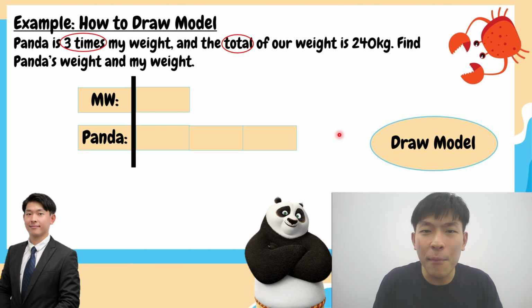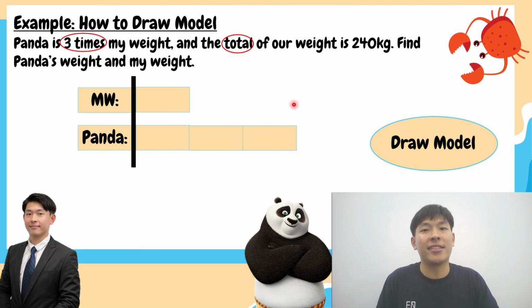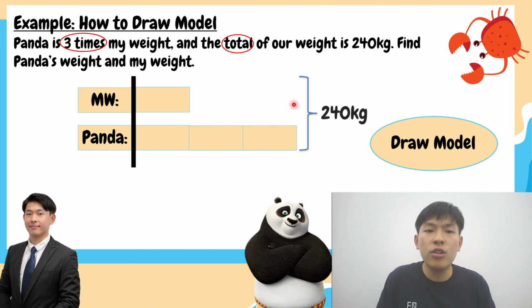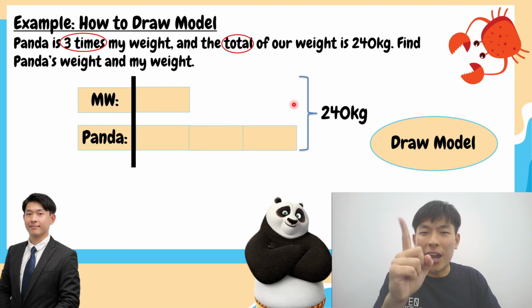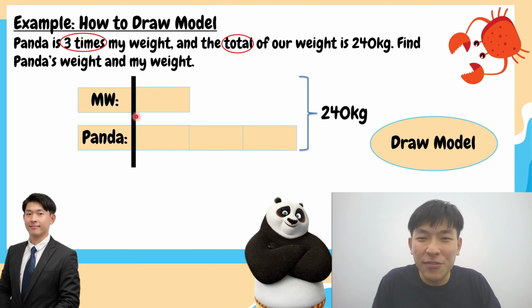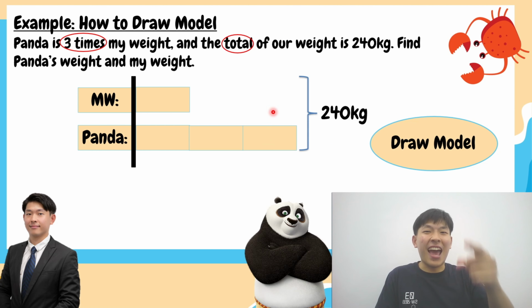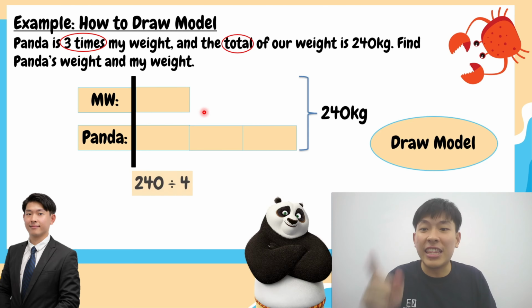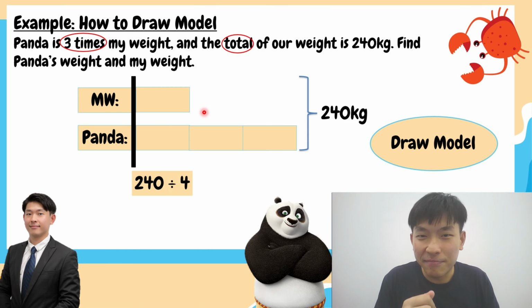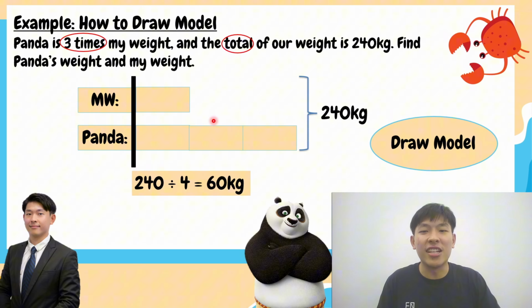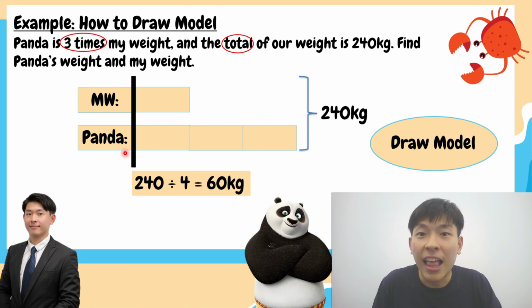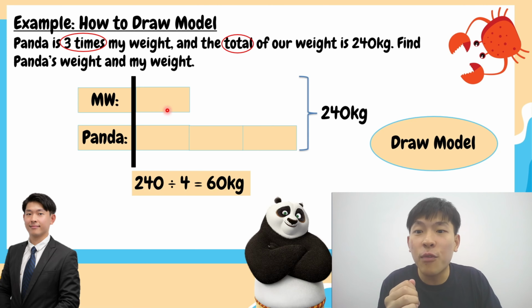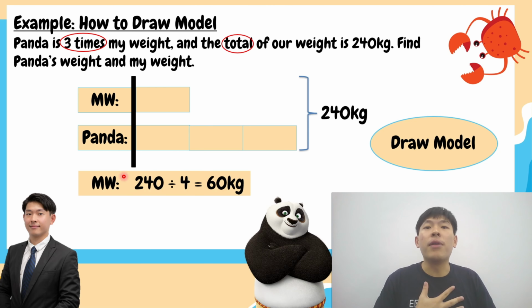So, what is the sum of 1, 2, 3, 4 parts? Yes, the sum is 240 kg. Now, one question. 1, 2, 3, 4. These 4 parts, are they the same? Yes, they are the same. So, if we have 4 same parts and the total is 240 kg, how can we find 1 part? Yes, we take 240 divided by 4. What's the answer? Yes, it is 60 kg. Now, whose weight is this? Me or panda? Yes, it is my weight. I have only 1 part. So, this will be my weight.